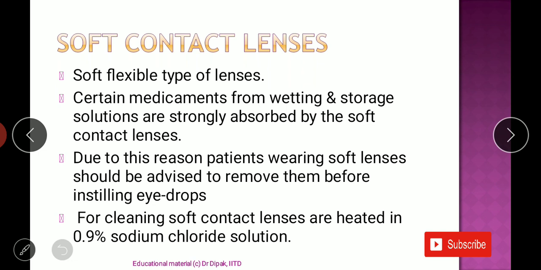The soft contact lenses are flexible lenses and usually they are hydrophilic in nature. Certain medicaments from the wetting and storage solution are strongly absorbed by the contact lenses. For this reason we cannot use the wetting and storage solution which we use for the hard contact lenses. So it is advised to remove them before instilling the eye drops.